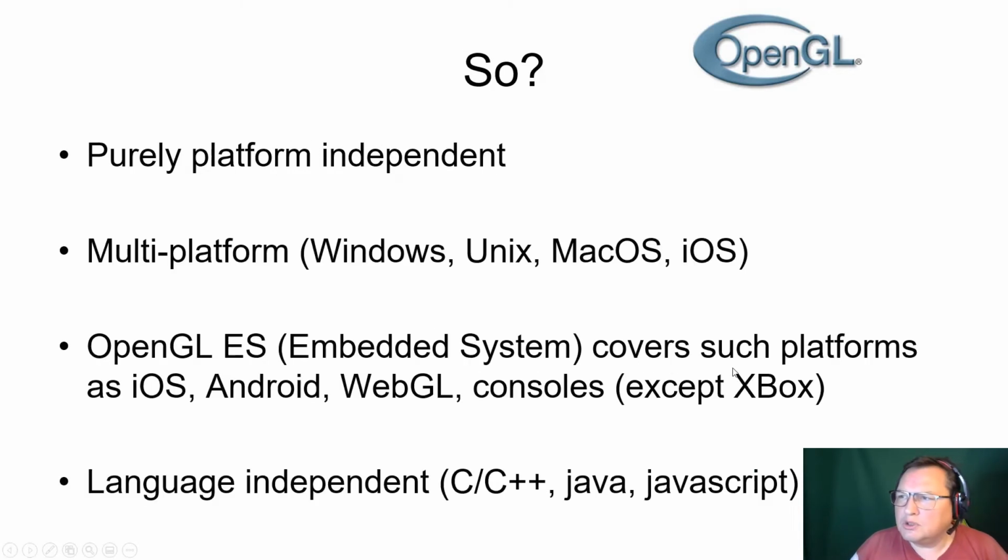So, to summarize, it is purely platform independent, multi-platform: Windows, Unix, macOS, iOS, whatever you want. And we also have OpenGL ES for embedded systems, which covers such platforms as iOS, Android, WebGL, and most consoles, except Xbox, of course. And it is language independent, so OpenGL works very well with C, C++, C#, but also Java, JavaScript.